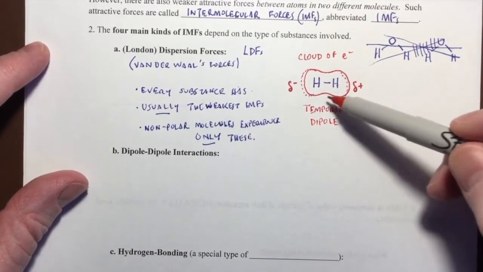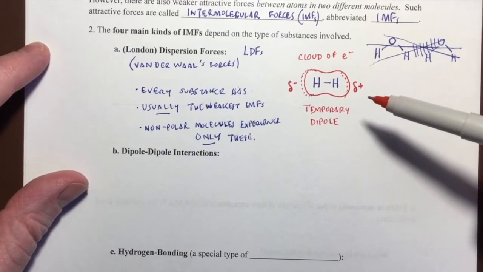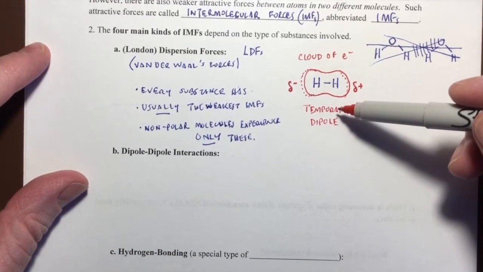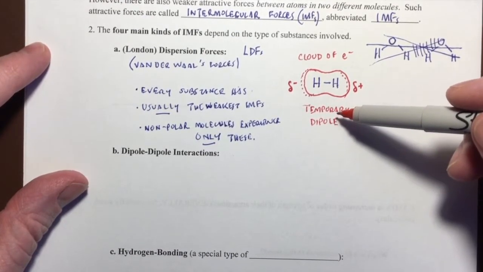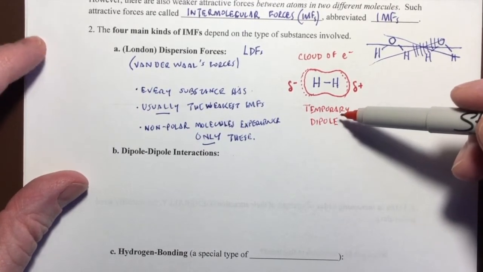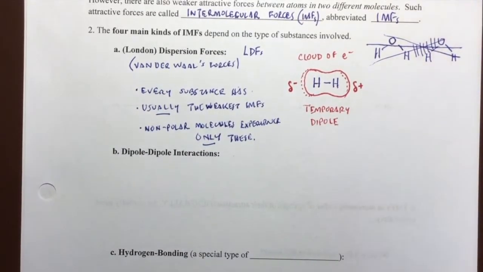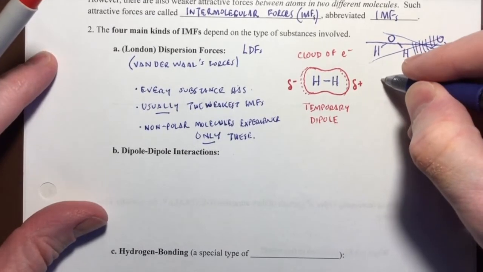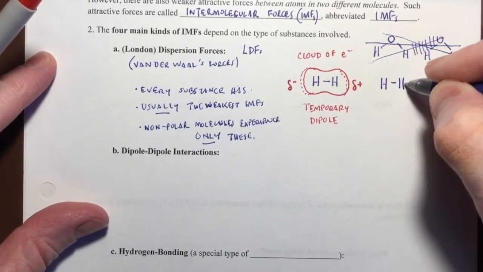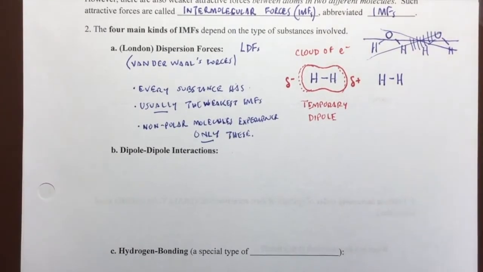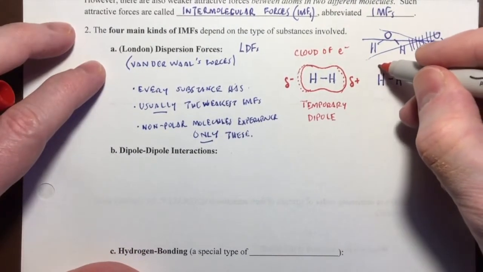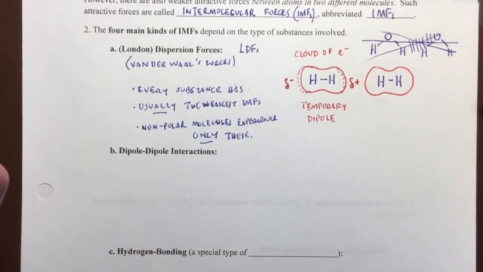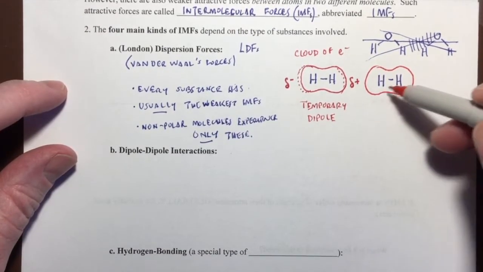It is not a regular permanent dipole because this is a nonpolar molecule. It's just a temporary dipole that happens on the nanosecond or even femtosecond timescale, and then it goes away. Well, imagine that another neighboring H2 molecule, right next door, also has its nonpolar, even electron distribution. It doesn't have partial charges anywhere because there's no dipole.